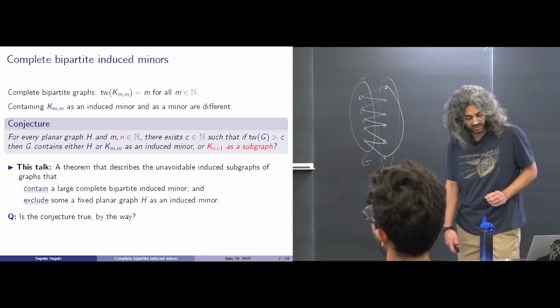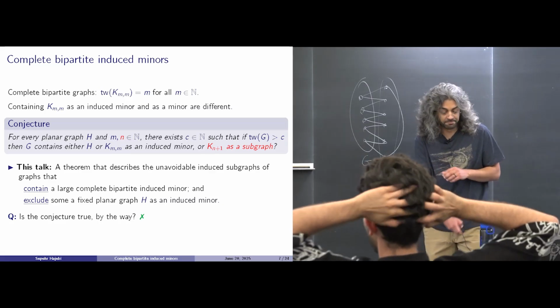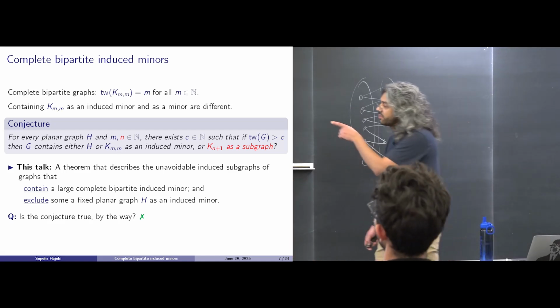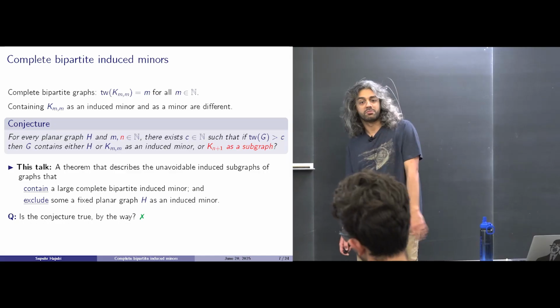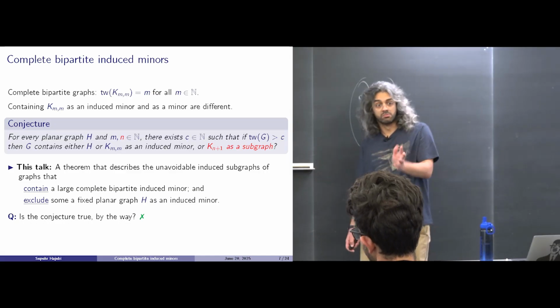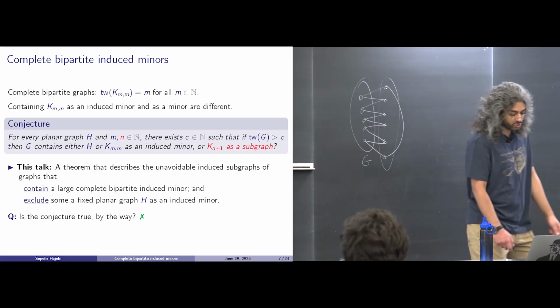And in fact, it is not. But you're seeing a green cross here, which means this conjecture is false. There's a counterexample, but it doesn't mean what we're doing is useless. So let me show you a couple of applications.